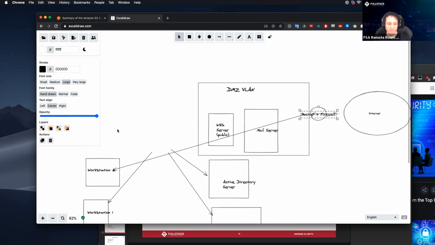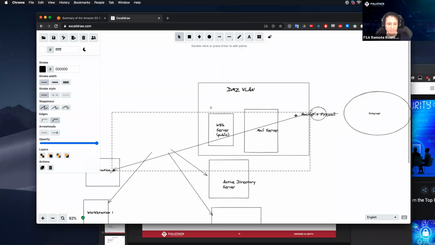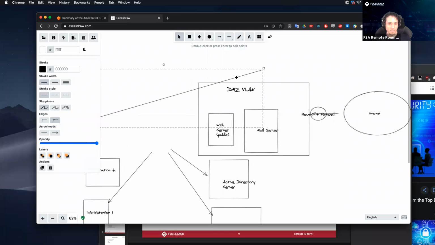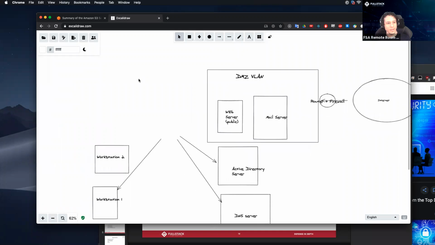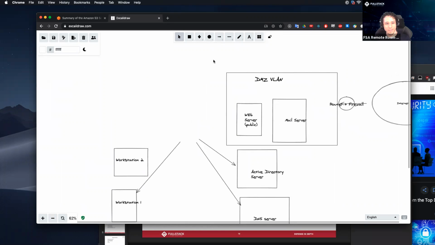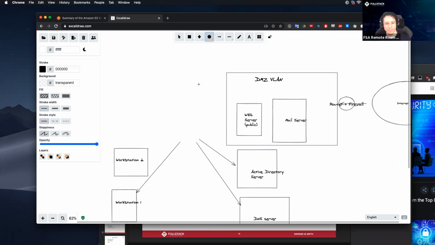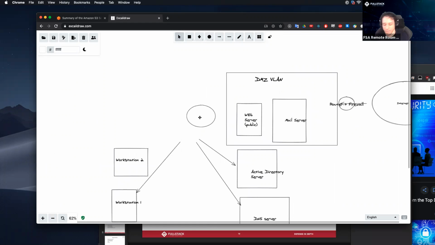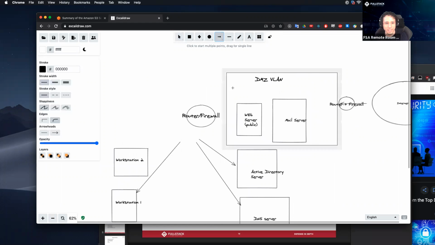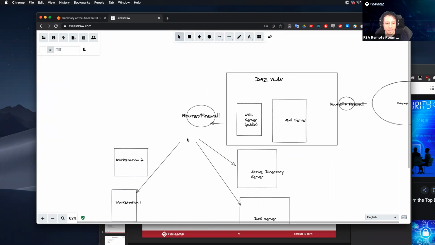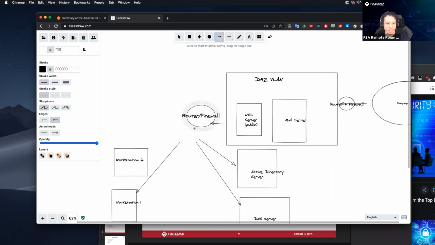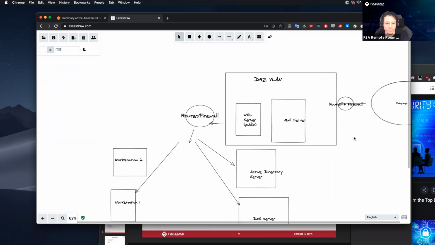Maybe another firewall somewhere here in between the DMZ and the rest of our stuff. Another here. Router / firewall. And we can do some kind of connection here like this, to that. And this kind of connects to everything else.